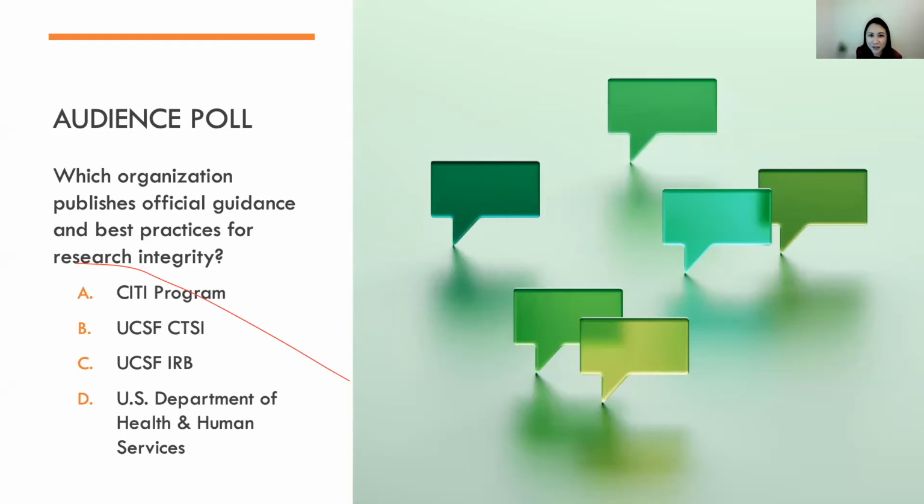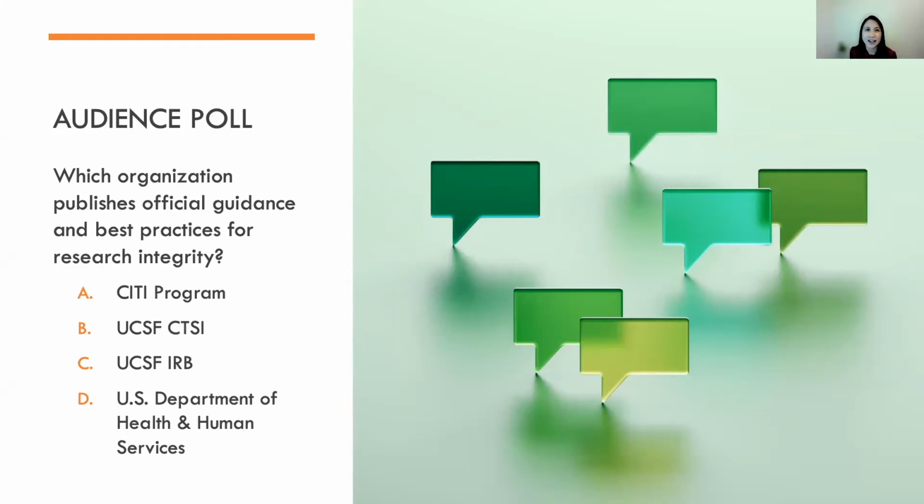All right. So it looks like 60% of the audience chose A, CITI program, and nobody chose D. Okay, very interesting. So the correct answer is actually D. And I can see why many of you chose CITI. CITI is where we go, of course, to get our CITI training in responsible conduct of research and all that fun jazz. So that's just an organization that houses the educational content.